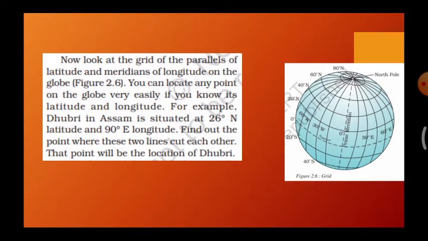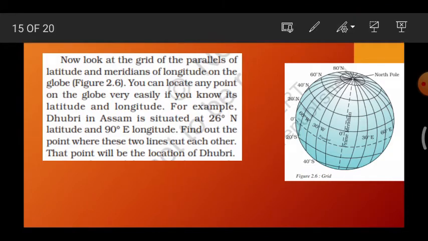For example, Dubri in Assam is situated at 26 degree north latitude and 90 degree east longitude. Find out the point where these two lines cut each other. That point will be the location of Dubri.